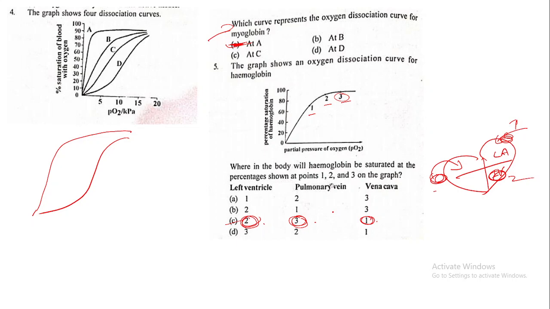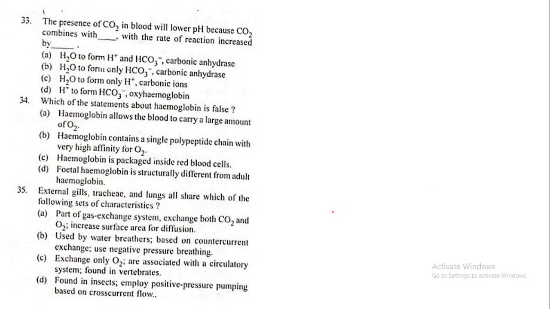I hope this is right. Next one. The presence of carbon dioxide in blood will lower pH because CO2 combines with dash. Read the question again. The presence of carbon dioxide in blood will lower pH because carbon dioxide combines with what? With the rate of reaction increased by what?